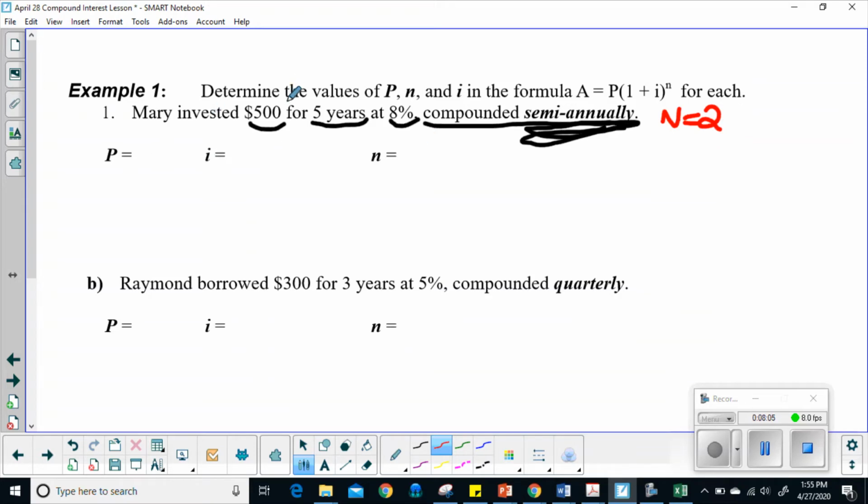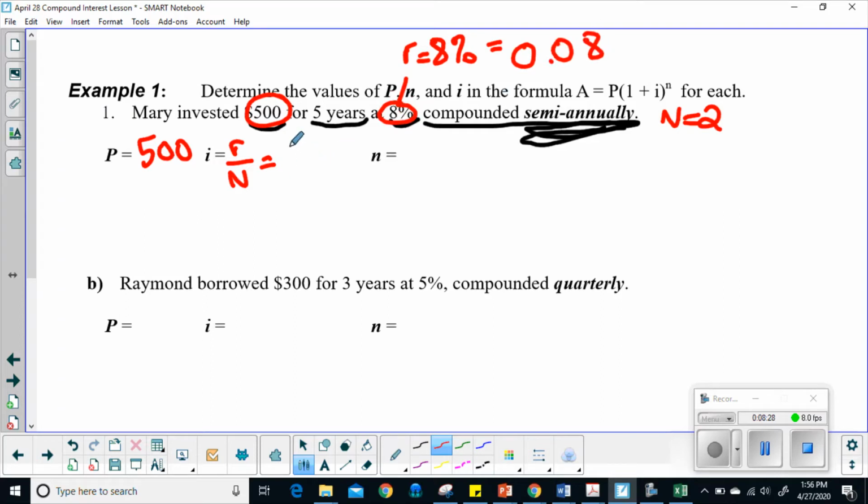So our principal is our starting amount. So we're going to start with $500. Our little I is our interest rate as a decimal divided by my number of compounds per year. So my interest rate is this 8%. Okay, but we have to turn that into a decimal, so divide by 100. So this is going to be equal to 0.08 divided by 2 because my semi-annually is 2. So inside my brackets, my I is going to be equal to 0.04.